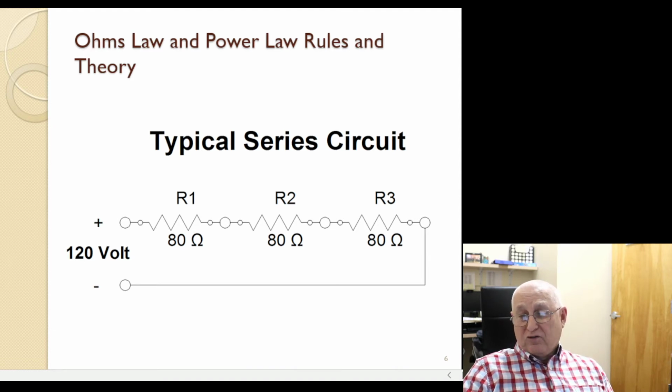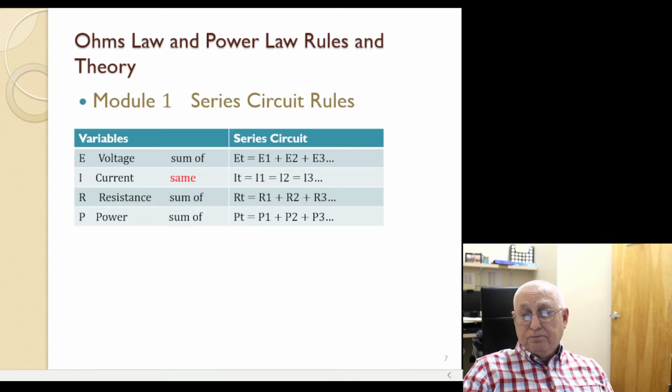Very, very important concept to remember in a series circuit. Here are the rules for a series circuit again. The voltage E is the sum of all the voltage drops: E1 plus E2 plus E3 equals the total voltage. But the current is the same everywhere, so IT equals I1 equals I2 equals I3. Resistance is the sum of the individual resistors: R1 plus R2 plus R3 equals RT. Power equals the sum of the powers at each resistor: P1 plus P2 plus P3 equals total power.